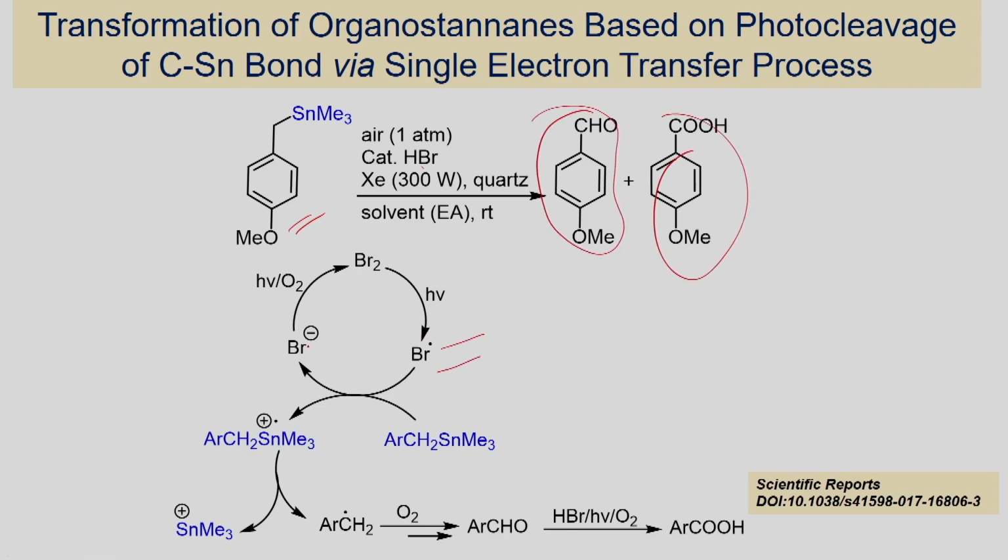When you have HBr, in the presence of light and oxygen, HBr is converted into Br2. Once we have this Br2, in the presence of light it can undergo homolytic cleavage to give the Br radical. This Br radical, when you react with the substrate, the benzyl tin derivative, the organotin derivative, can be oxidized into a cation radical intermediate, where Br dot is reduced to Br minus, which can be further oxidized to bromine by oxygen, and once we have this one, it can undergo cleavage to give benzyl radical.